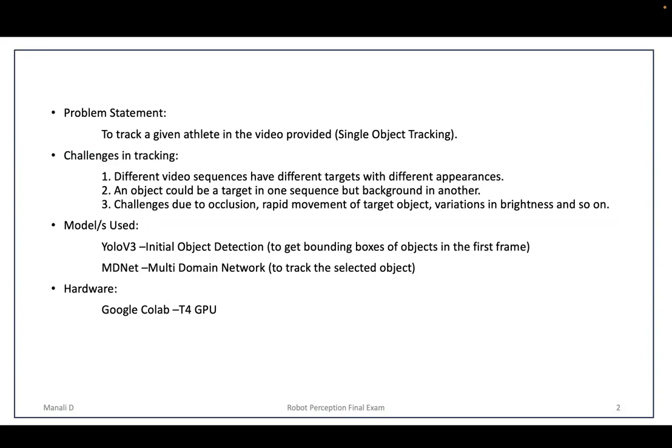Plus, on top of that, there are challenges due to occlusion, rapid movement of the target object, changes in brightness, and so on. In order to solve this problem, I have used the MDNet, the multi-domain network, to track the selected object. I've also used YOLO V3 to do the initial object detection to get the bounding boxes of objects in the first frame. I have used the T4 GPU on Google Colab to run my experiments.